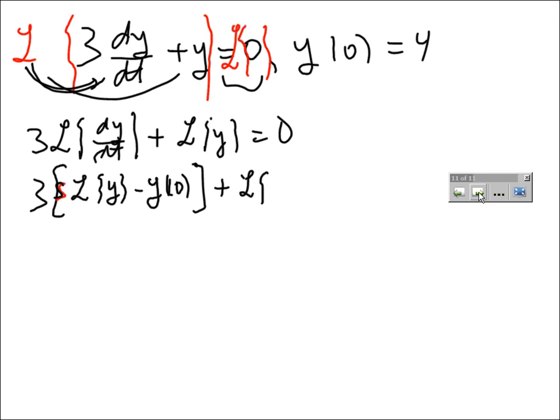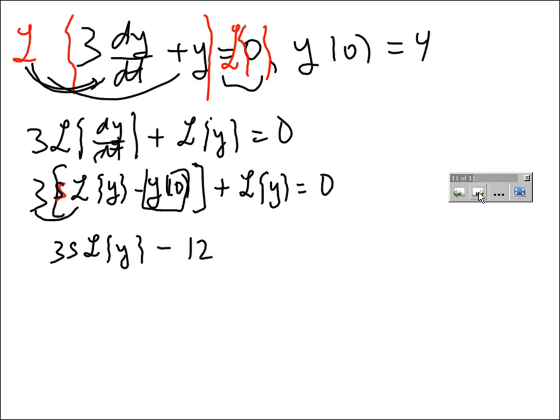Plus L of y is 0. Now remember, y of 0 is 4. So distributing, we have 3s L of y's minus 12. 3 times 4 is 12, plus 1 more L of y. And that equals 0.